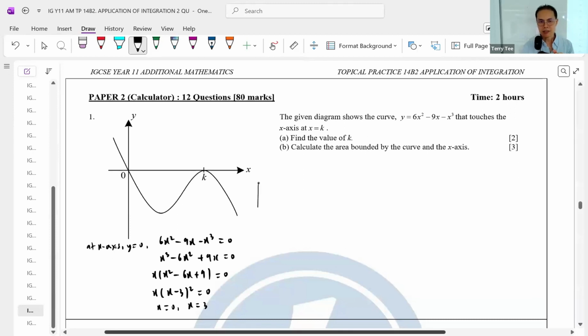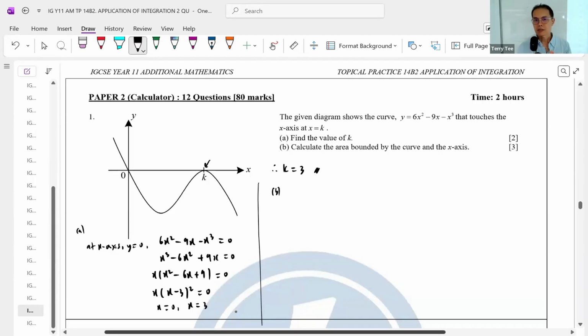But since you're finding k, your k is obviously non-zero. So therefore, k is what? k is 3. k is your x-intercept. It so happens it touches the x-axis at 1 point.